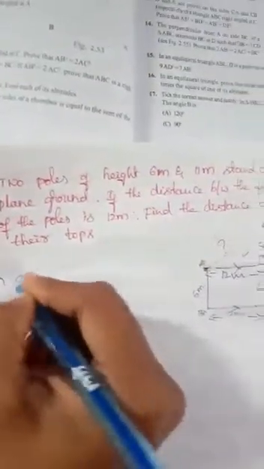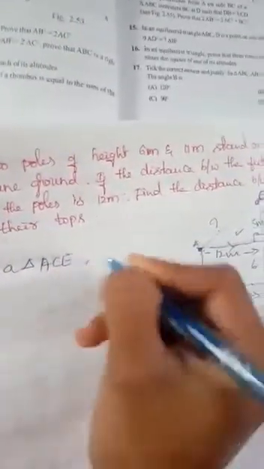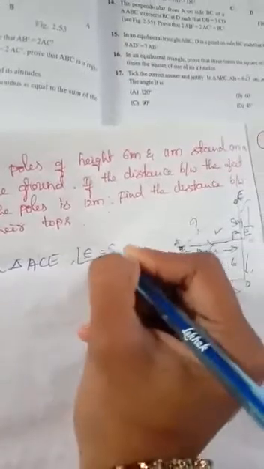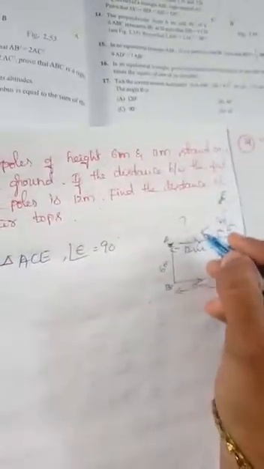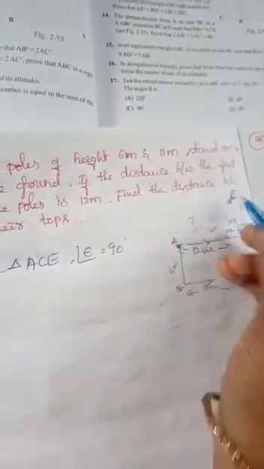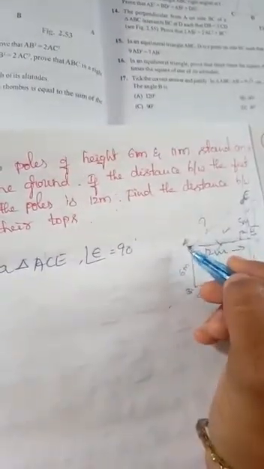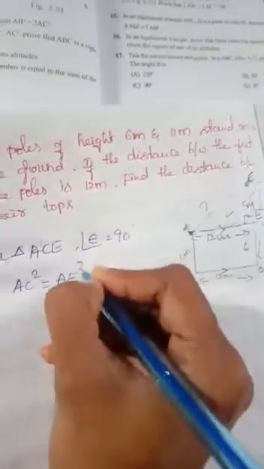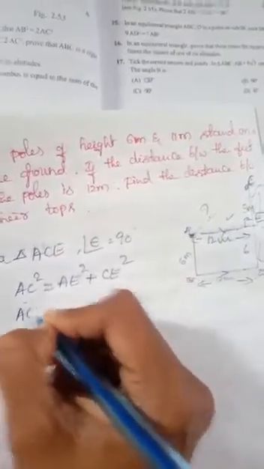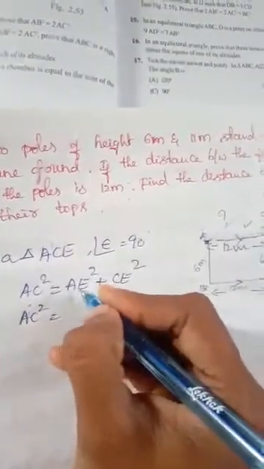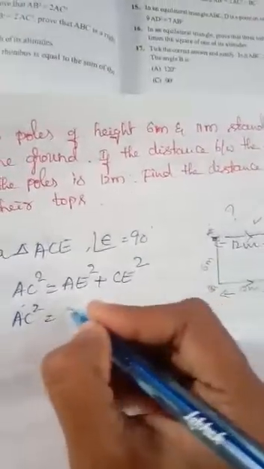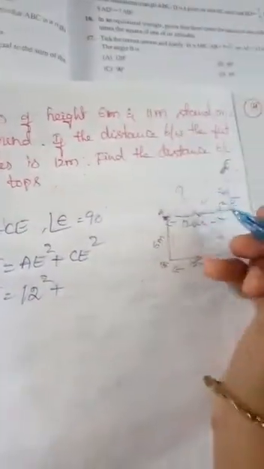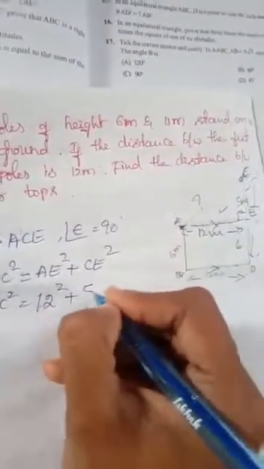Therefore, in triangle ACE, angle E is 90 degree. By Pythagoras theorem, the square of the hypotenuse is equal to the sum of the squares on the other two sides. Therefore, AC square is equal to AE square plus CE square. The value of AE is 12, squared, and the value of CE is 5, squared.